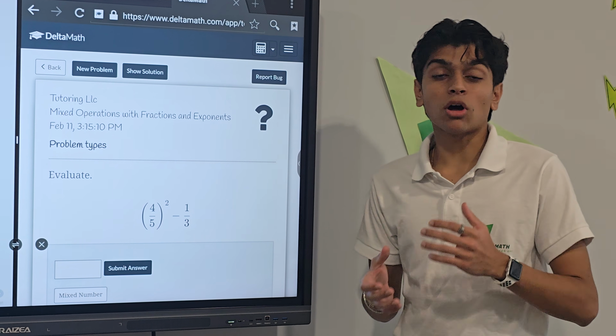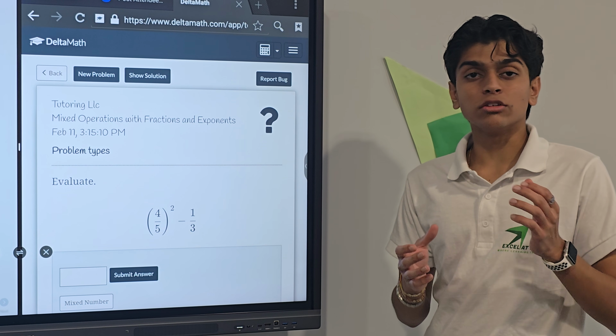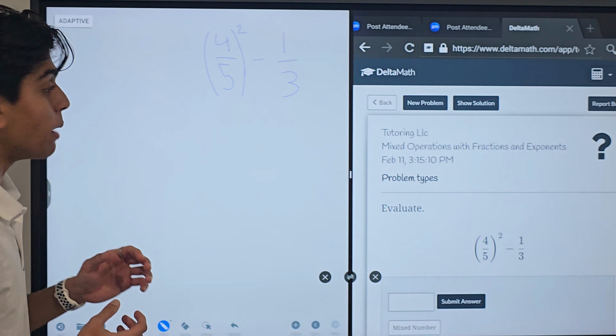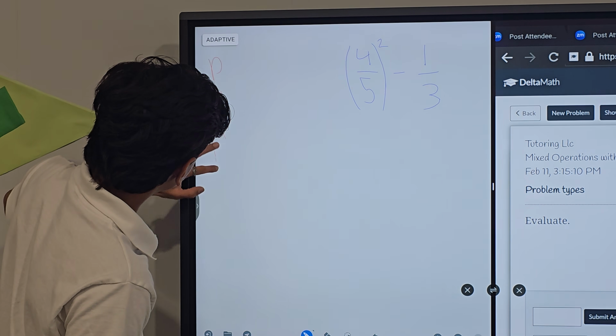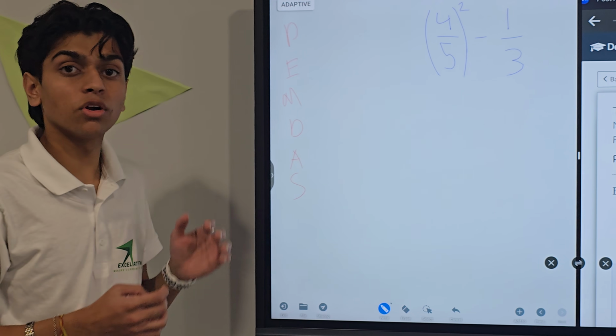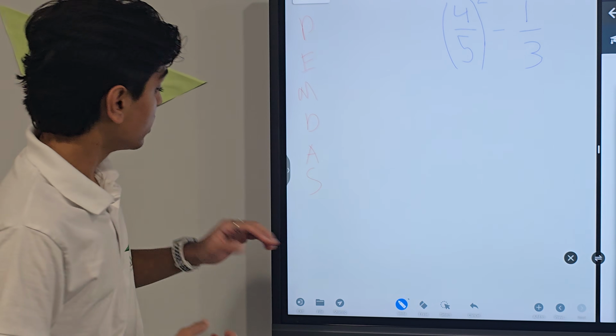Now when dealing with mixed operations, you want to figure out what order to solve in the equation first so you can get the proper answer. Now we can do this by using the acronym PEMDAS. Each letter stands for a different process in solving a mixed operations equation.